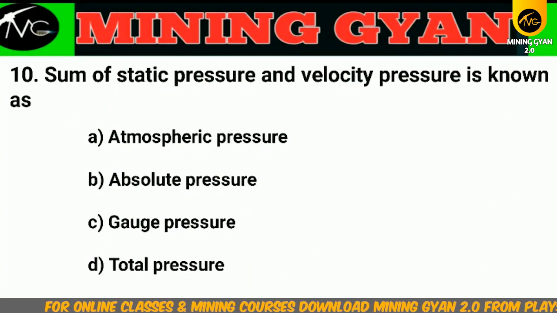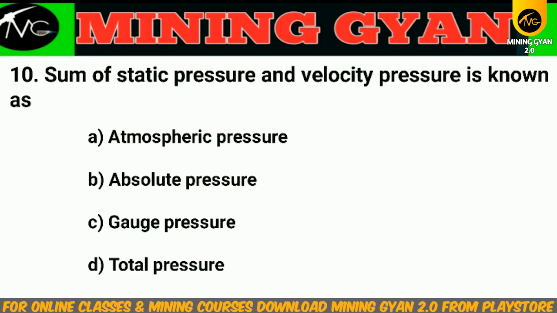Next question is, sum of the static pressure and velocity pressure is known as A. Atmospheric pressure, B. Absolute pressure, C. Gauge pressure, D. Total pressure. Right option is D. Total pressure.